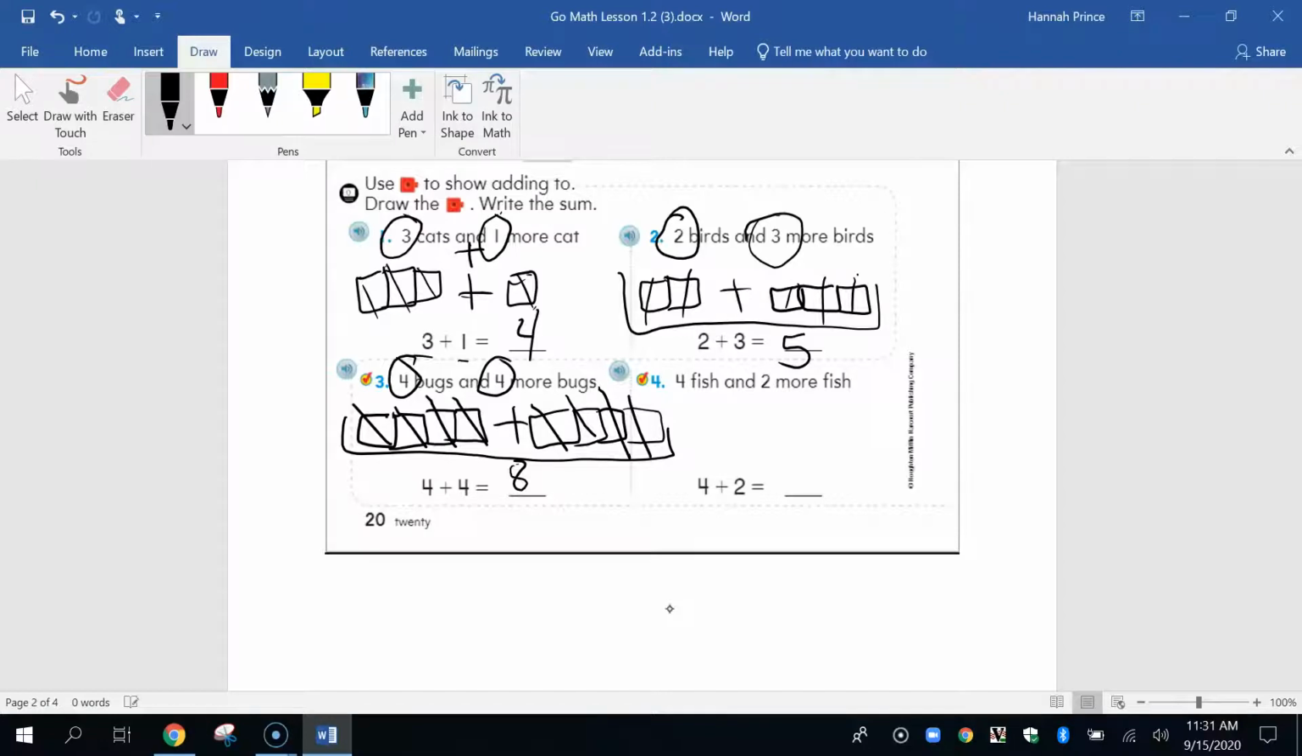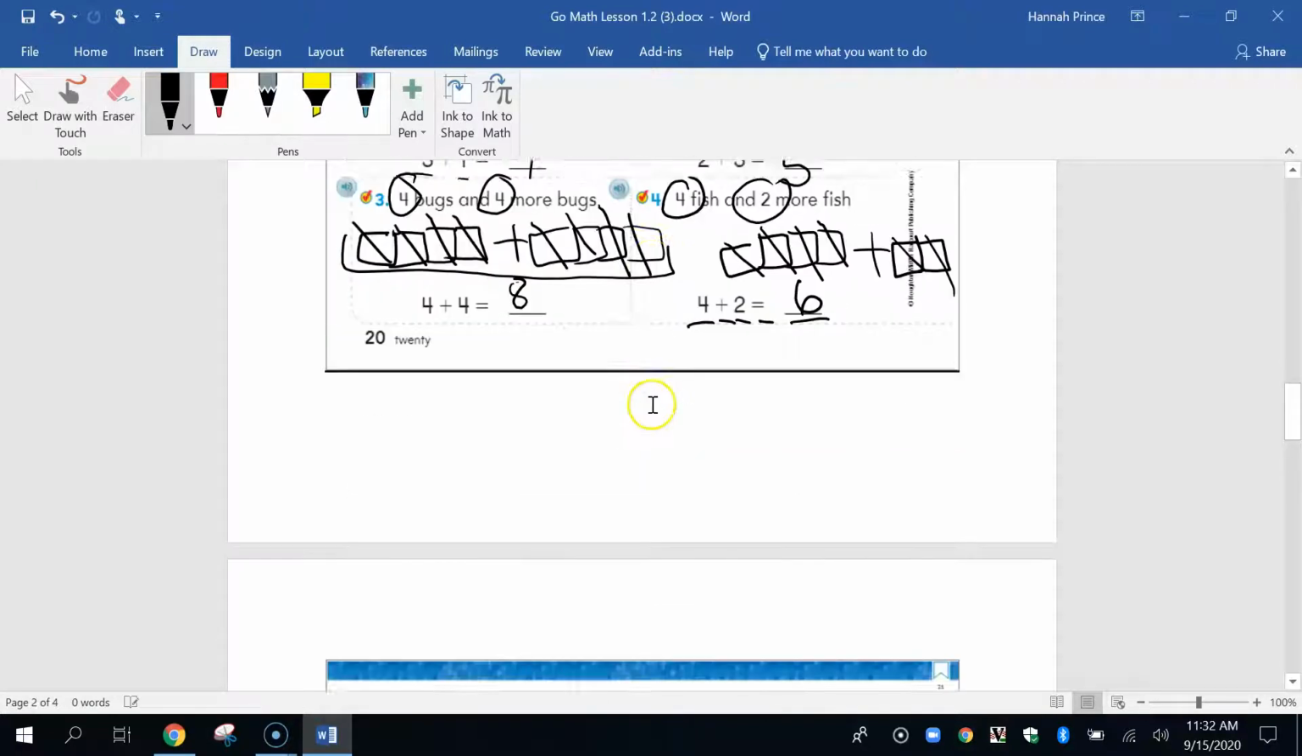Nice job. Next problem. 4 fish and 2 more fish. Draw your 4. And 2 more. All together we have, the answer is 6. Let's read the problem. 4 plus 2 equals 6. Nice job. We're going to go to the next page.